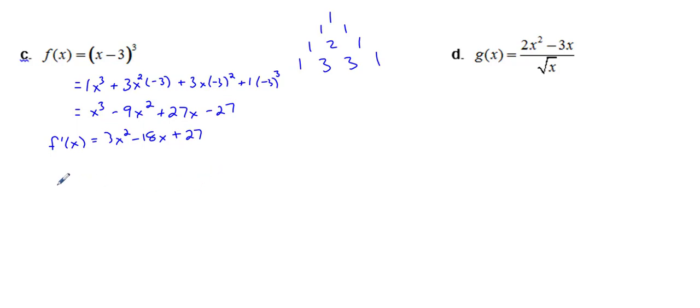Pop quiz. What's the second derivative? 6x minus 18. There you go. That's it. We haven't done anything with that yet, but using our critical thinking skills, we can kind of expand, right? That's 6. Would be what? 6. The third derivative?